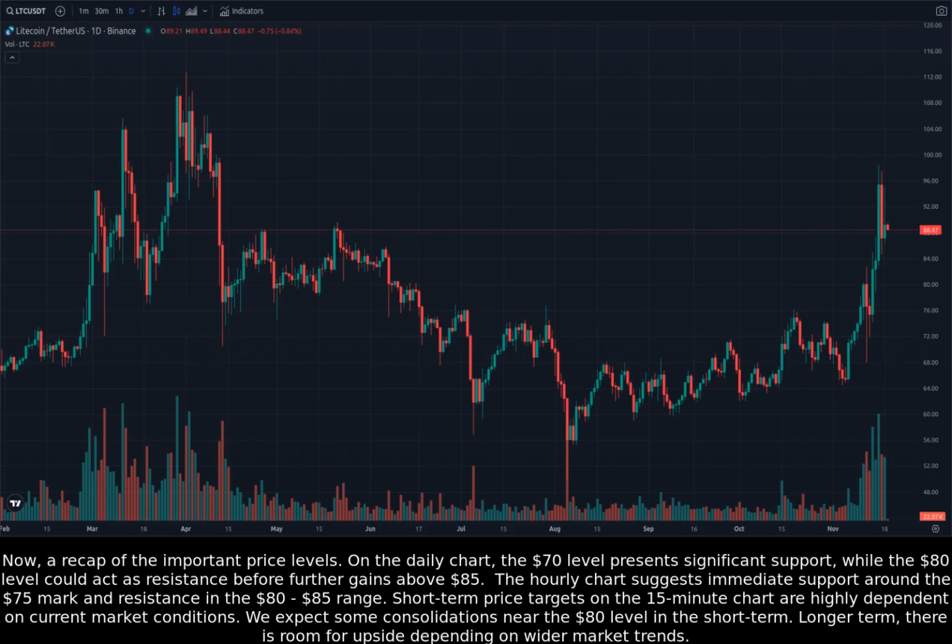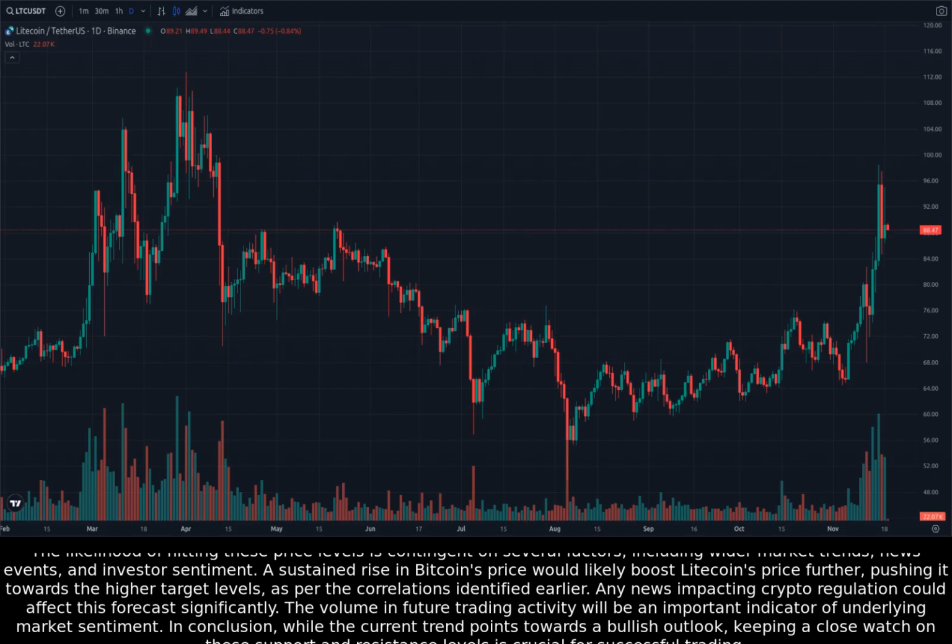We expect some consolidations near the $80 level in the short term. Longer term, there is room for upside, depending on wider market trends. The likelihood of hitting these price levels is contingent on several factors, including wider market trends, news events, and investor sentiment. A sustained rise in Bitcoin's price would likely boost Litecoin's price further, pushing it towards the higher target levels, as per the correlations identified earlier.